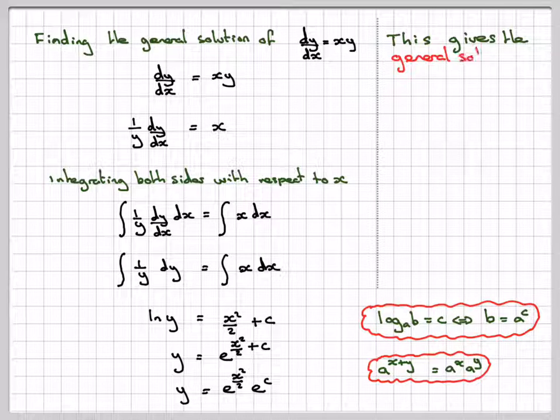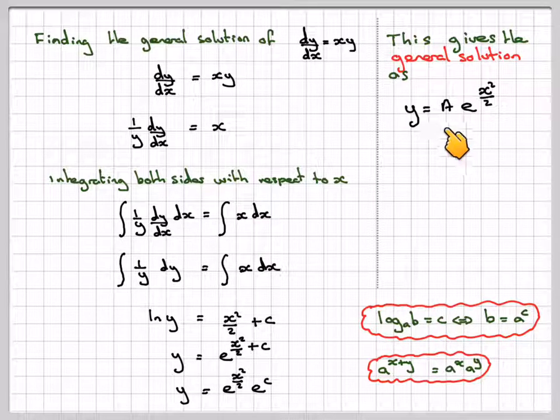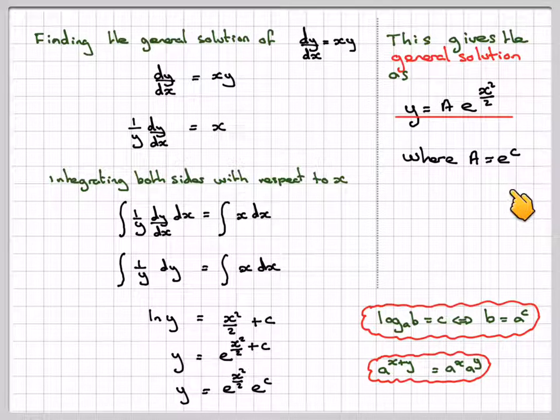This gives what's known as the general solution, which is y is equal to a e to the x squared over 2, where a will be equal to e to the c. Obviously this will just be a number, a constant, so this is called the general solution of this particular equation.